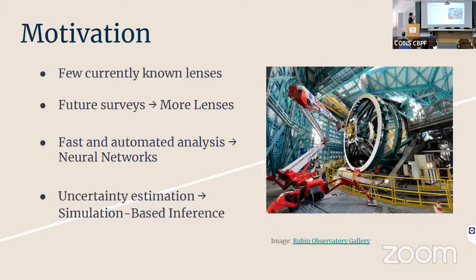Most of these methods used convolutional neural networks, which offer really good inference values, but they have a limitation when it comes to uncertainty estimation. For us to do proper uncertainty estimation, we usually want to work under a Bayesian framework. So in order to do this, we're going to be using a method known as simulation-based inference.